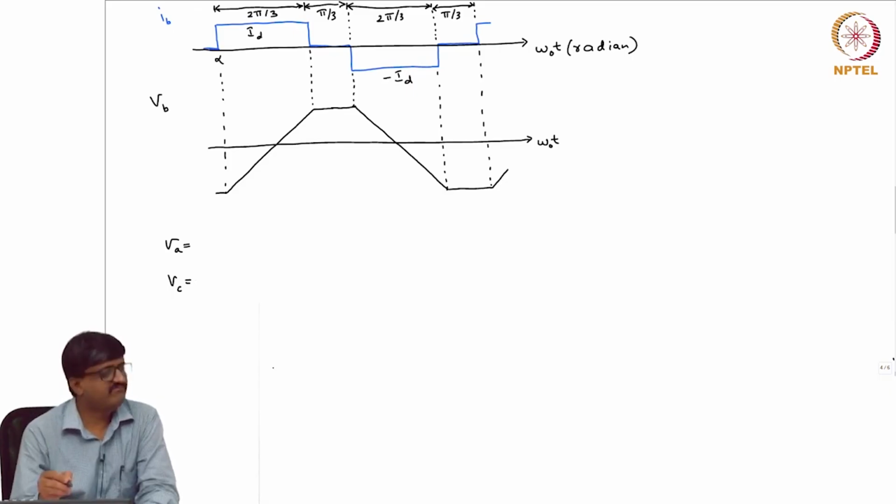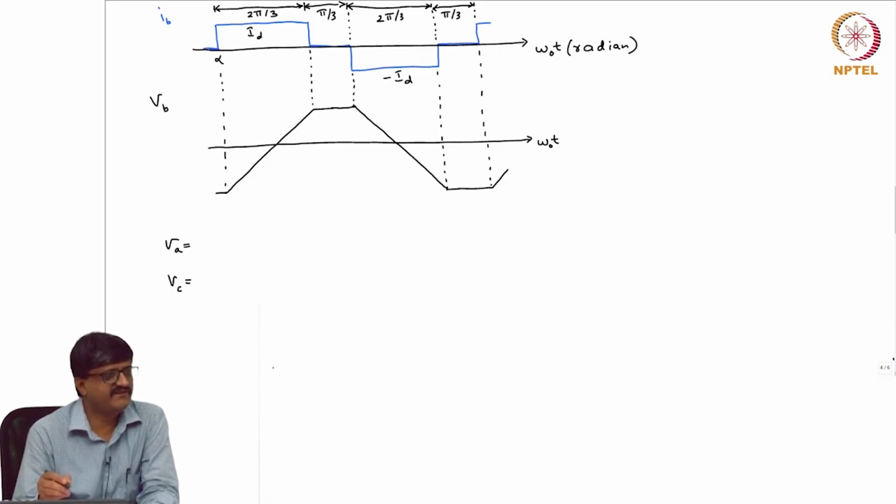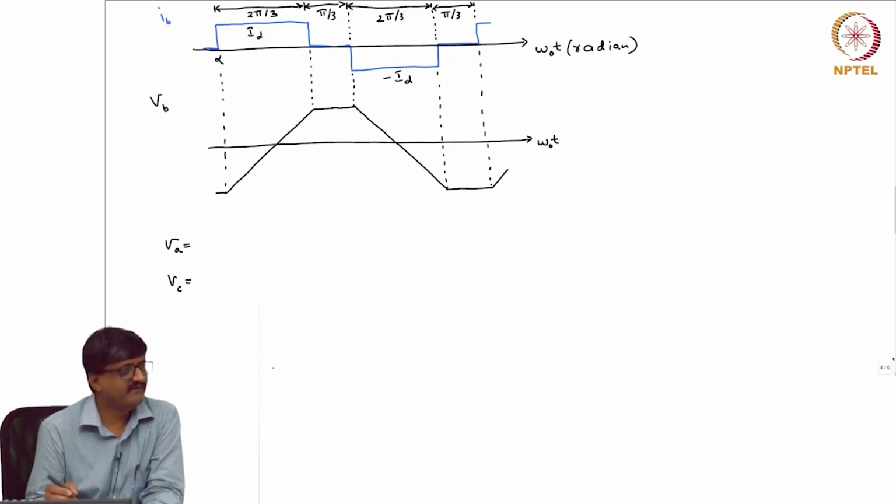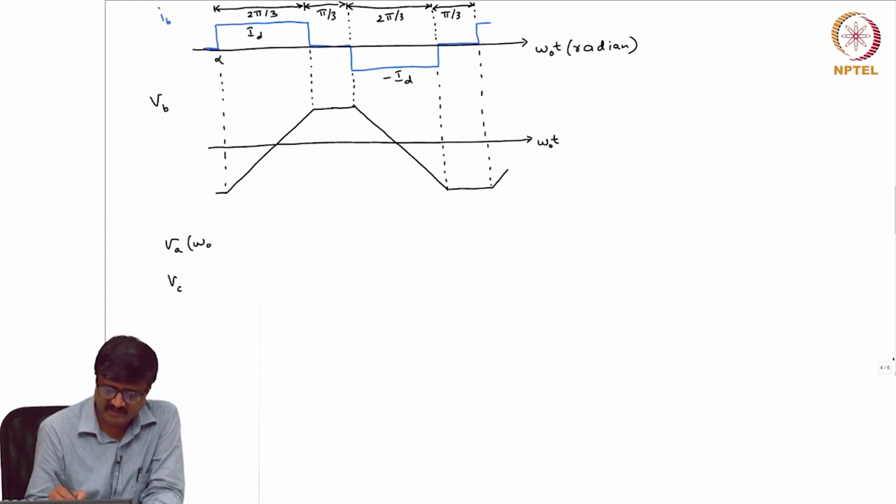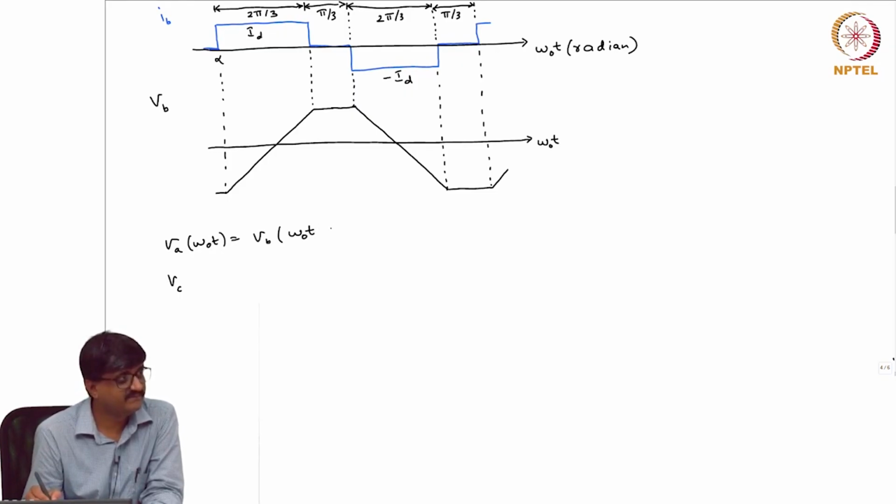So VA can be said to be identical to VB except that there is a phase shift of 120 degrees. So can I say that VA is VB of, okay, to be very precise, what I should do is I should write VA of omega ot is equal to VB of omega ot plus 120 degrees.